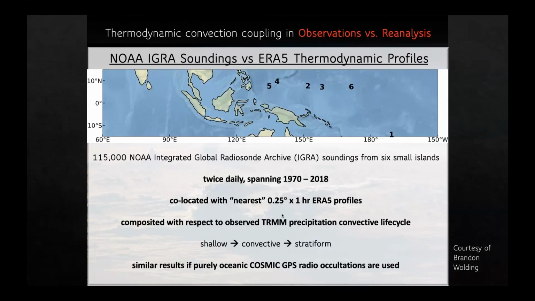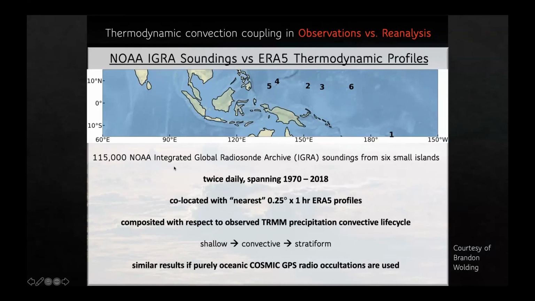And so this is a really nice example from Brandon Moulding. He has been doing a lot of nice work looking at convective life cycles, and I think it's a really nice way of showing, for instance, we don't have continuous sampling of the thermodynamic environment. So a lot of us, and I'm very guilty of this as well, have often resorted to reanalysis for looking at process level studies of convection.